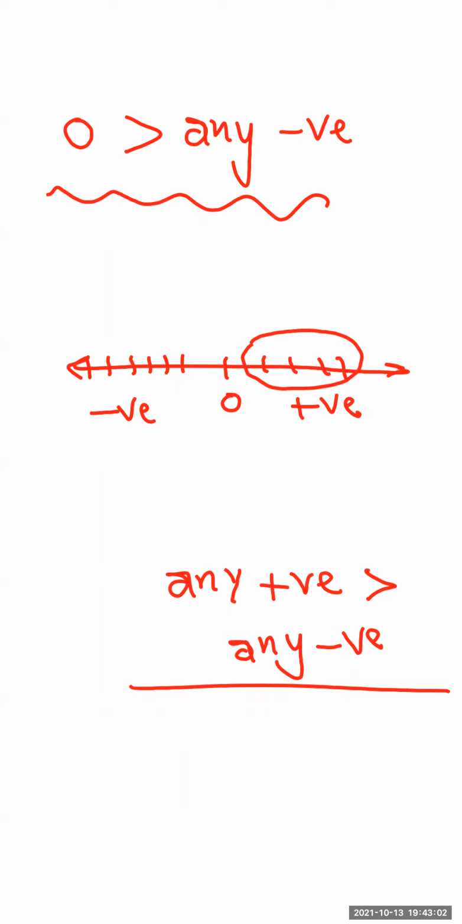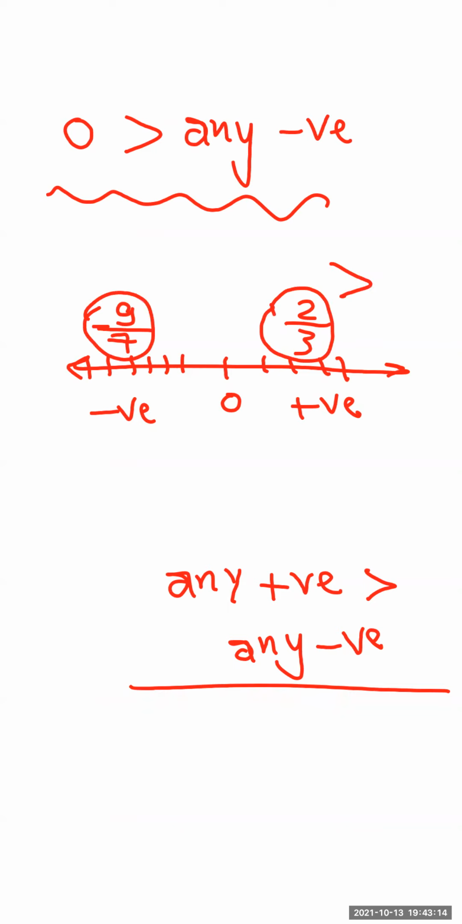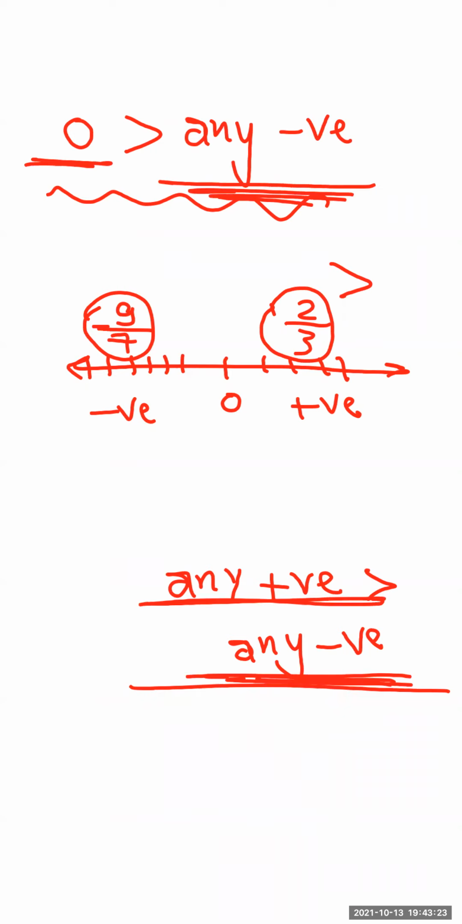This means if this one is 2 over 3 and this one is negative 9 over 7, then of course 2 over 3 is greater than negative 9 over 7, because we just said that any positive number is greater than any negative number, and 0 is always greater than any negative number. Correct?